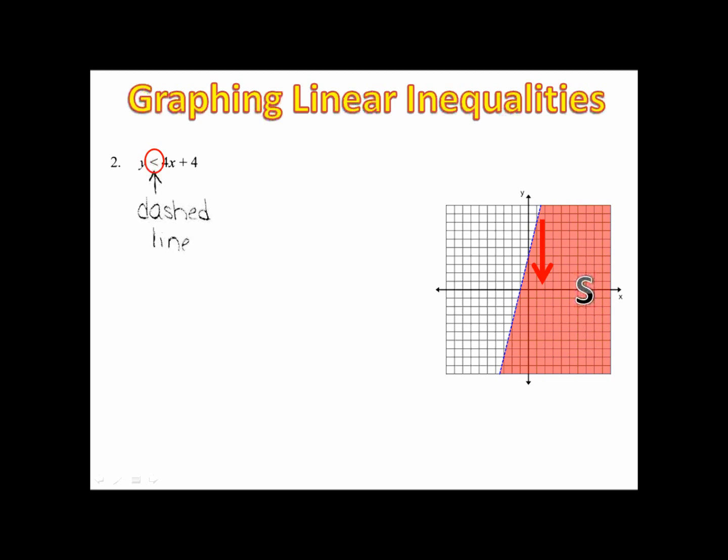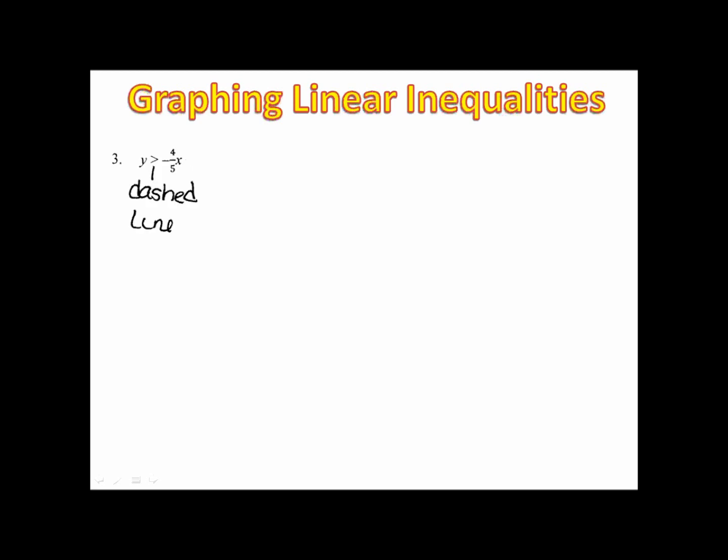We're going to try just a couple more examples. We're going to jump around the packet a little bit in a moment. The third example is y is greater than -4/5 x. Remember, -4/5 x is really -4/5 x plus 0. So we do have a y-intercept, and we do have slope. Once again, because it's just greater than, it's going to be a dashed line. Please pause the video here, and let's come back and see how you do.